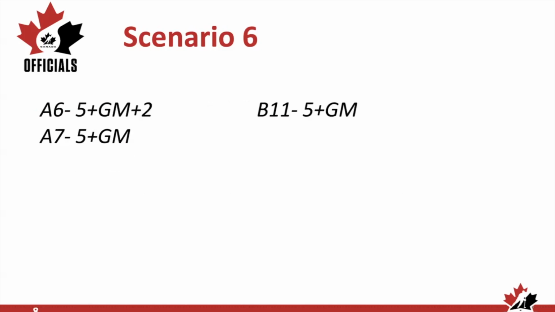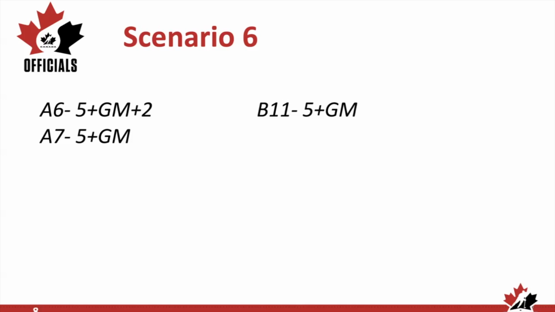So in this last scenario, A6 has a 5 in a game plus 2 minutes, A7 has a 5 in a game, and B11 has a 5 in a game. So if we look at MOTO and the order in which we have to cancel penalties, first of all, we want to cancel as many as possible. That's not going to be a problem here. B11 has a 5 in a game, so we have a 5 in a game on the other side that we can cancel it with.